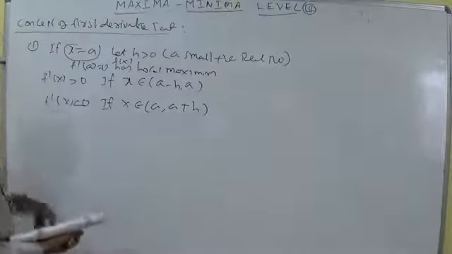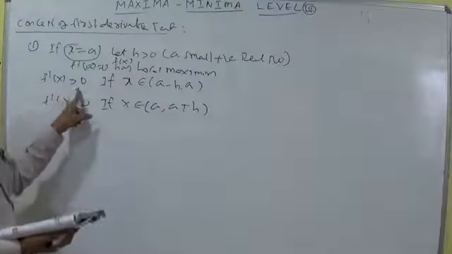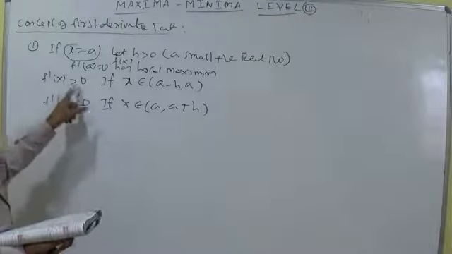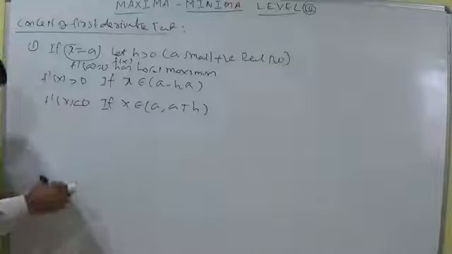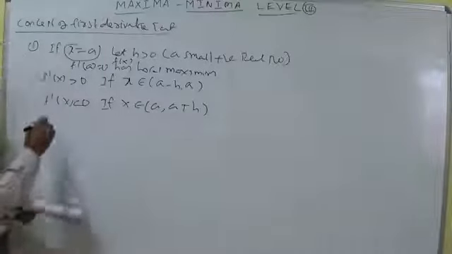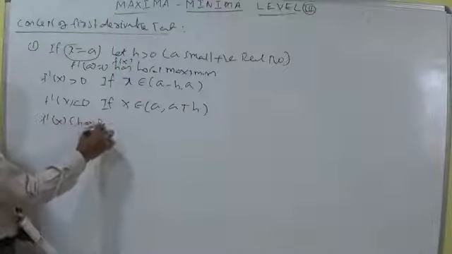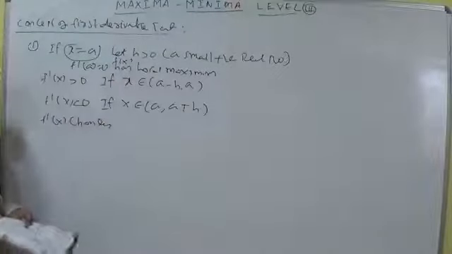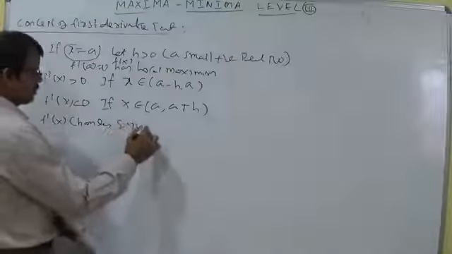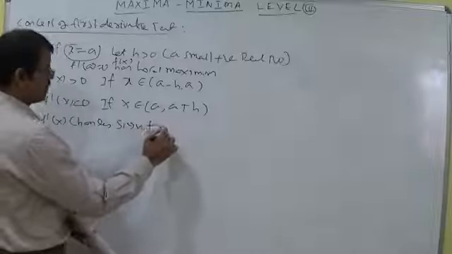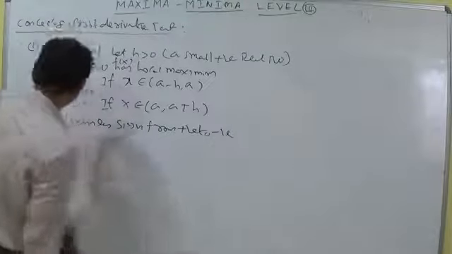Next step, if f dash x is greater than 0, x belongs to a minus h, it means this is positive and this is negative. So the value is changing sign from positive to negative. Here we should write this as: f dash x changes sign from positive to negative.